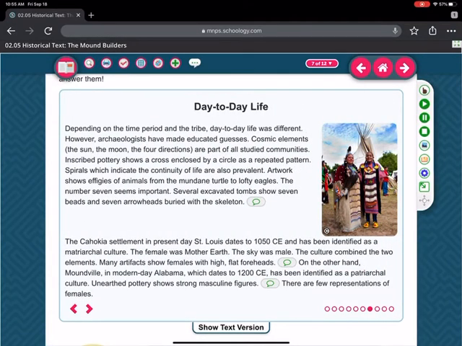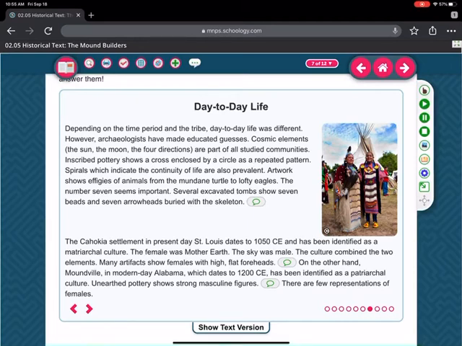Day-to-day life. Depending on the time period and the tribe, day-to-day life was different. However, archaeologists have made educated guesses. Cosmic elements, the sun, the moon, the four directions, are part of all studied communities. Inscribed pottery shows a cross enclosed by a circle as a repeated pattern. Spirals, which indicate the continuity of life, are also prevalent.